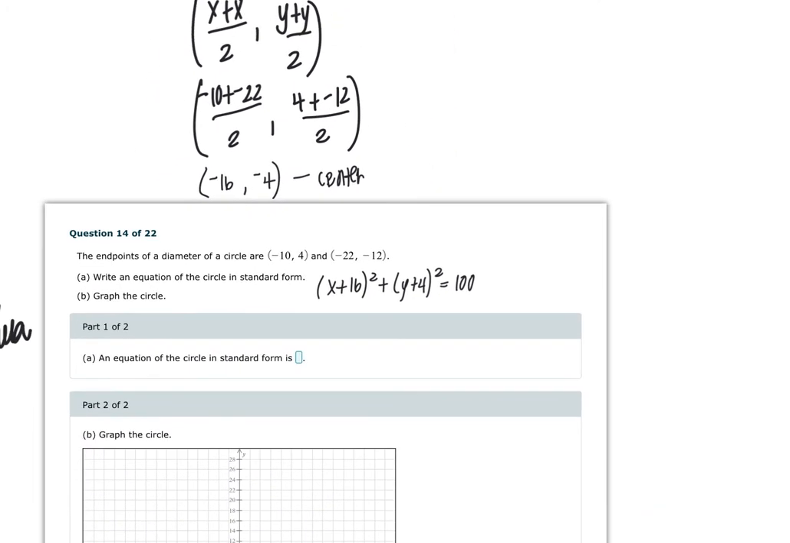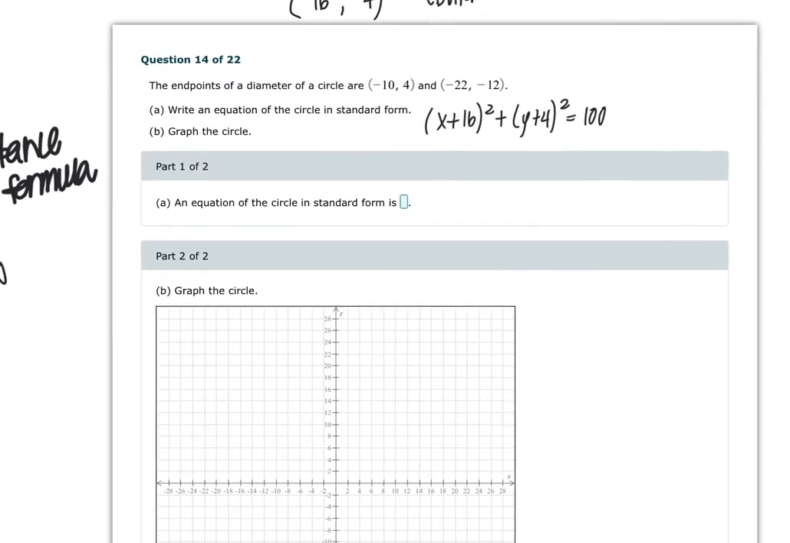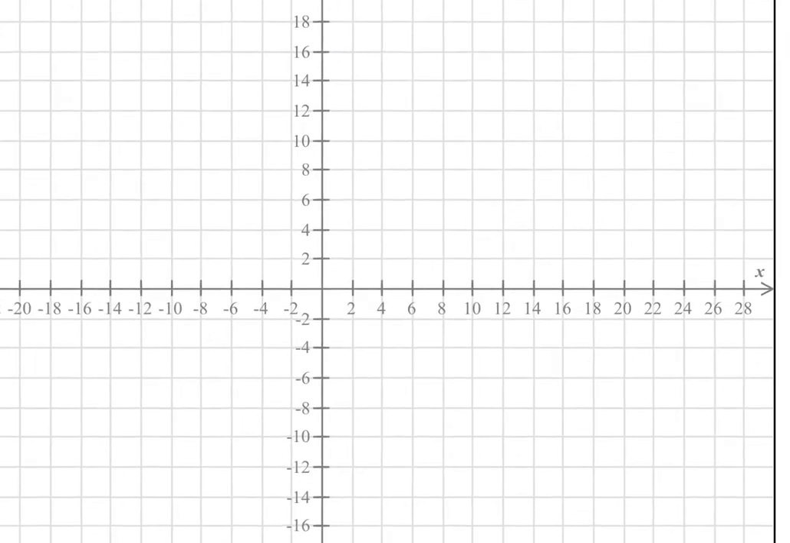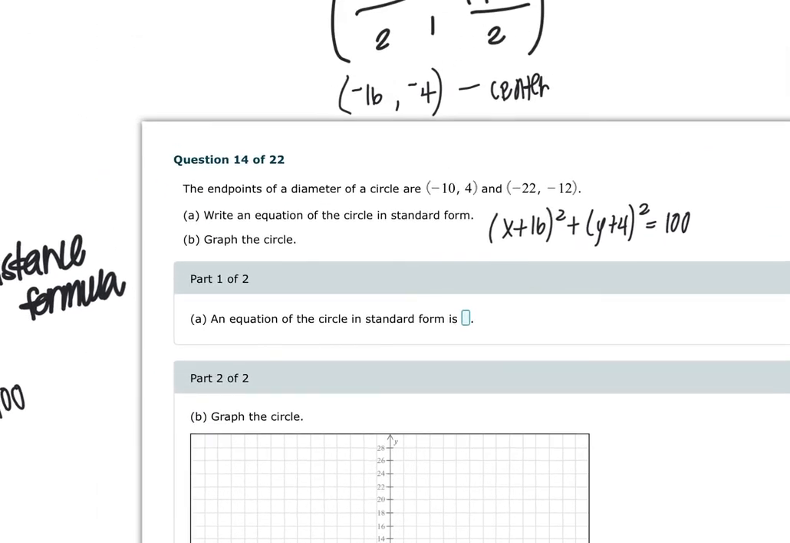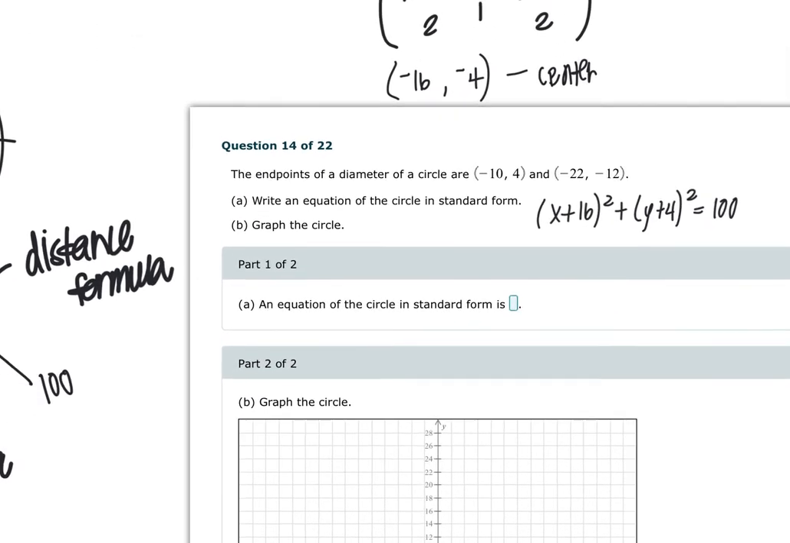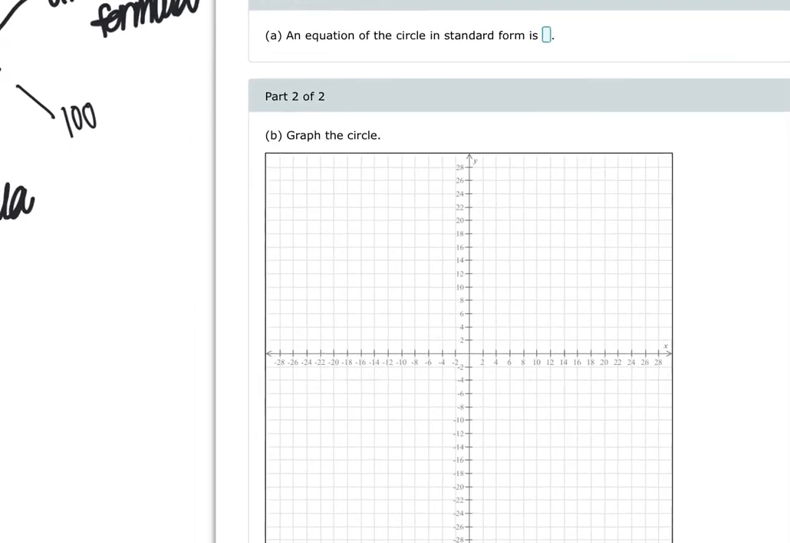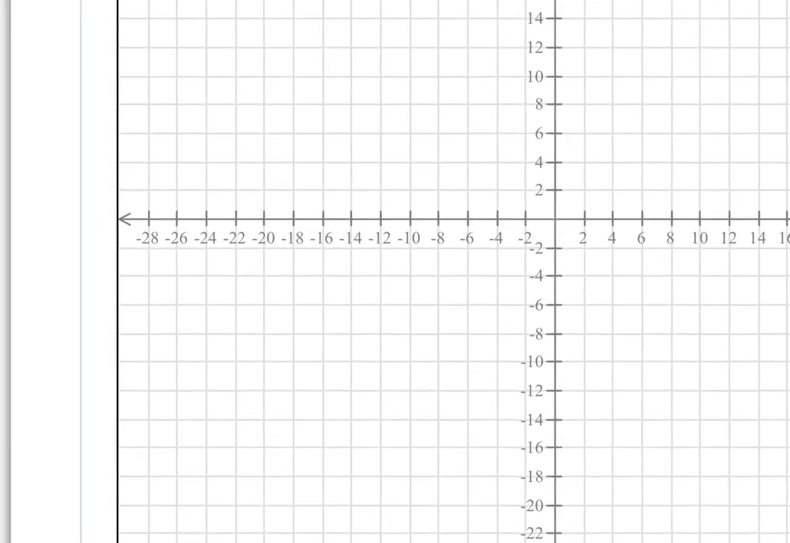Now, I want you to be careful whenever you get to graph it, because if you'll notice, these tick marks are in units of 2. So we're going to go to our center, which we found to be negative 16, negative 4. So negative 16, negative 4 would be right here. And we're going to count out 10 units. However, it's in units of 2. So 1 unit is 2, 2 units is 4, 6, 8, 10.